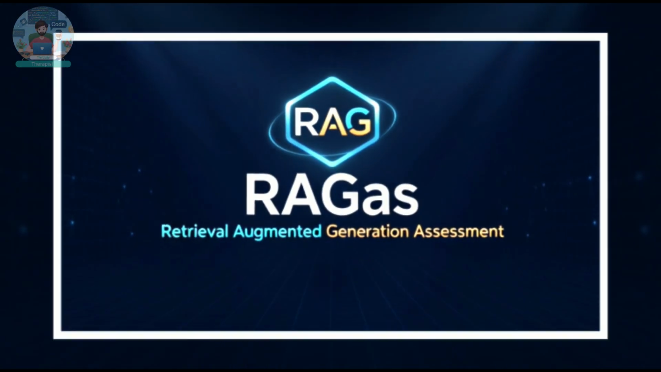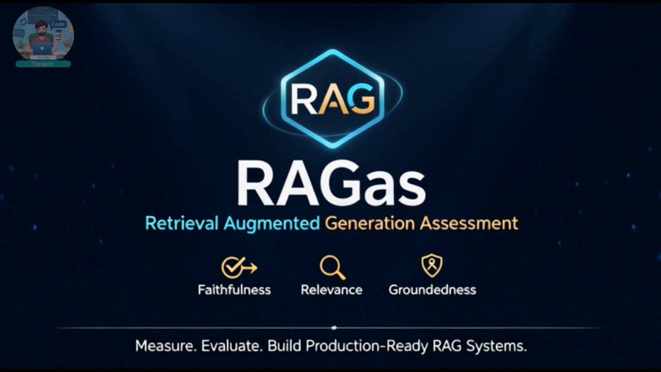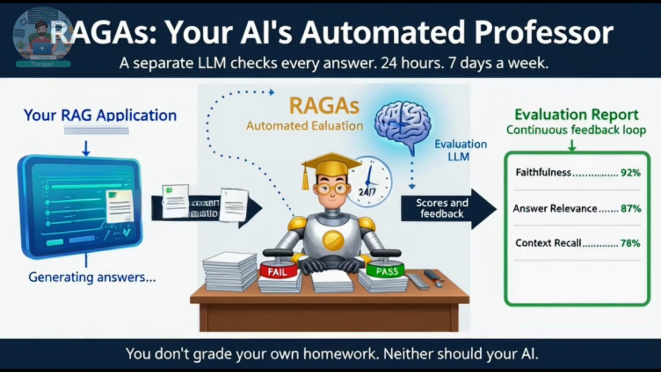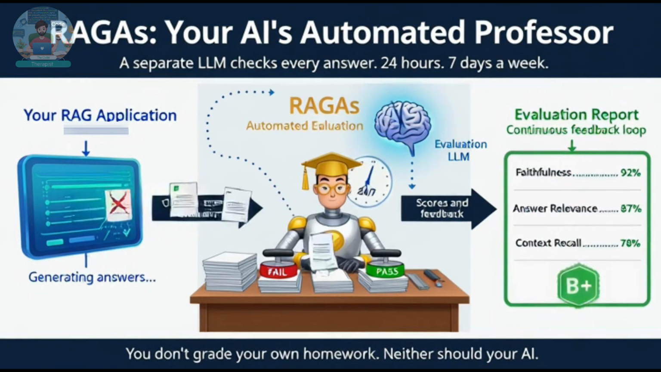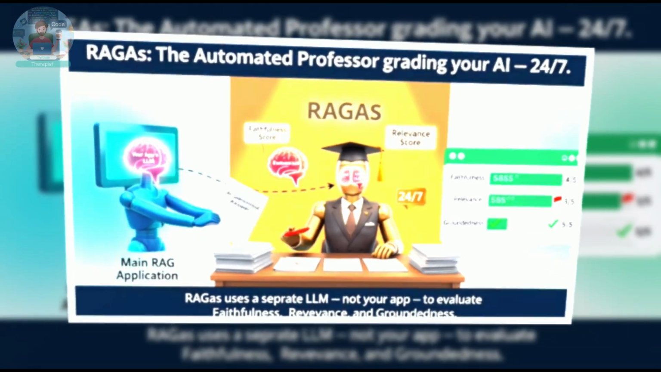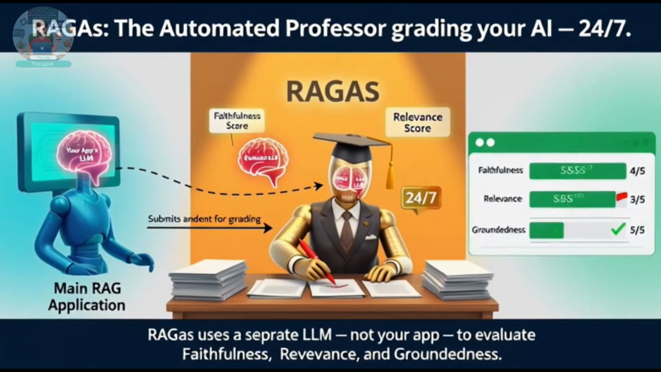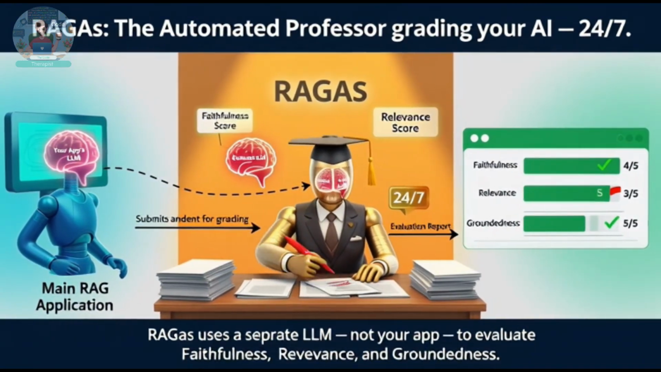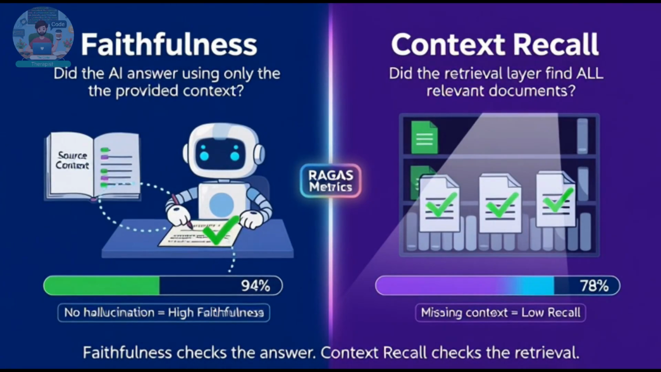So, how do we measure all of this without reading thousands of logs by hand? We use a framework called RAGAs. Think of RAGAs like an automated professor grading exams 24/7. It uses a separate language model. This is the brain of the evaluation to check the work of your main application. And now, we're going to dive into the technical side and focus on gaining hands-on experience with two specific metrics.